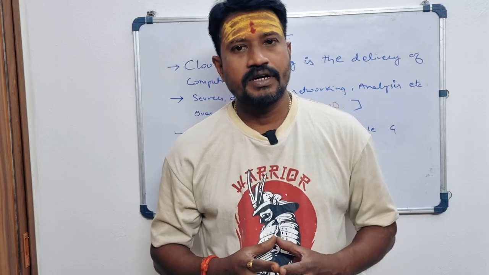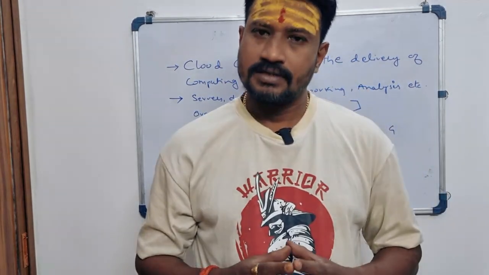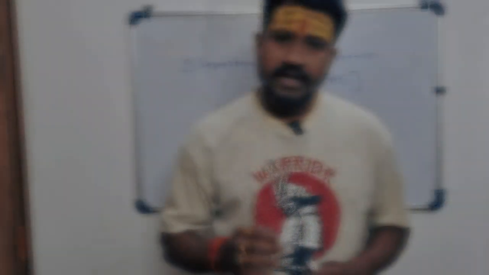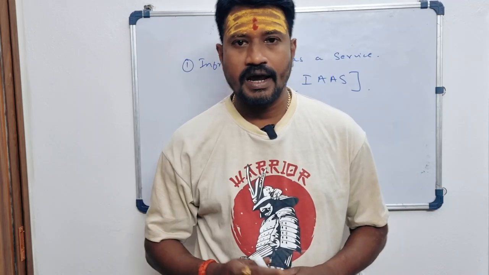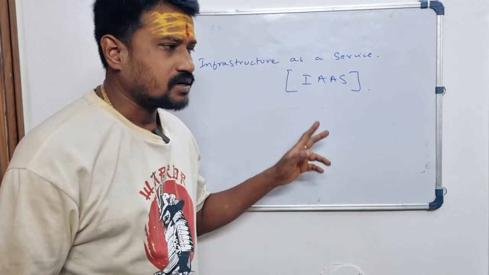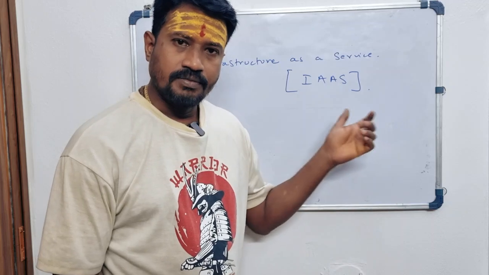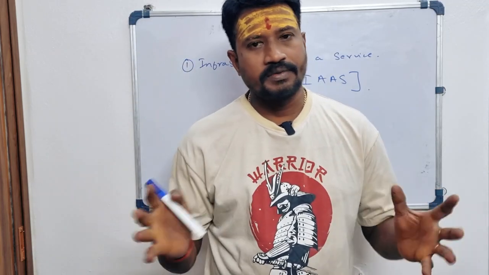Today we will deep dive into AWS, which stands for Amazon Web Services. So friends, we know what cloud computing is. Now let us try to understand the different types of cloud computing, and we will start with infrastructure as a service, also termed as IaaS. Infrastructure as a service provides networks, virtual machines, and other similar categories.